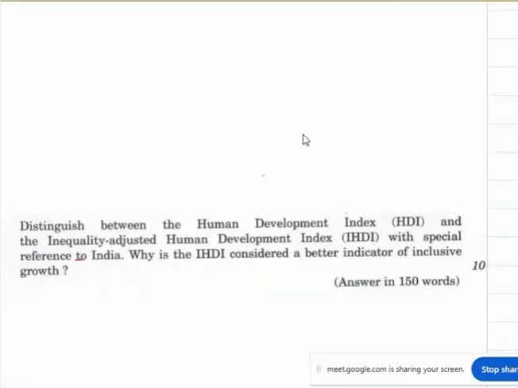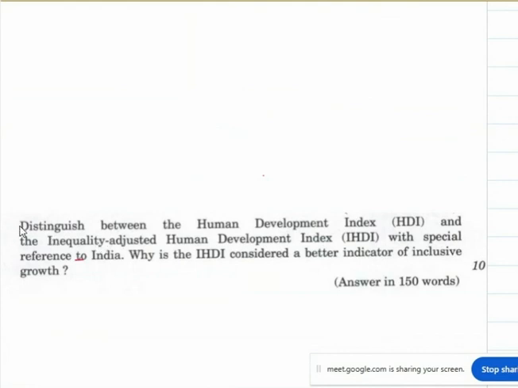Hello everyone. Let's discuss this question which has come in the GS3 paper of UPSC 2025. We're talking about GS3 mains. This question is from Indian economy. Let's see the question first.